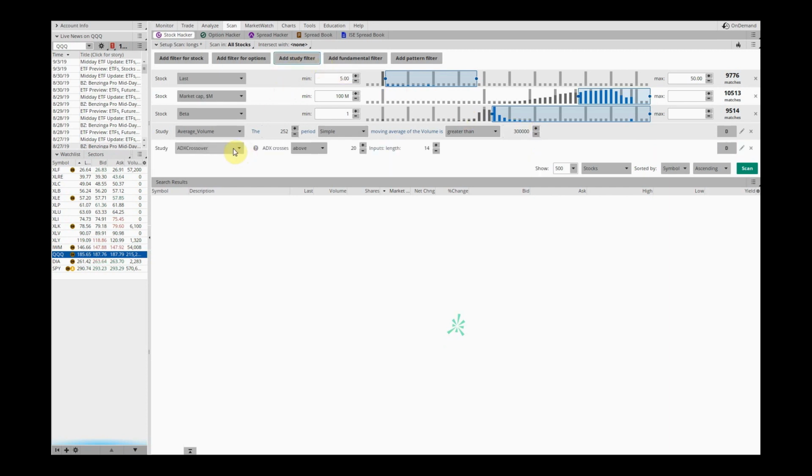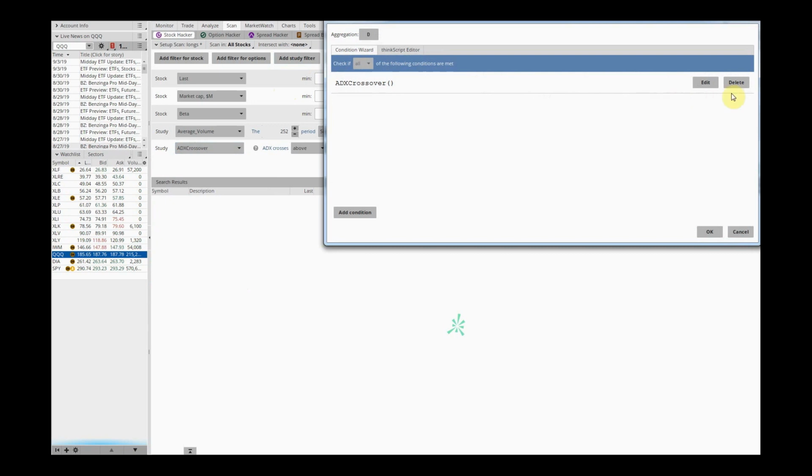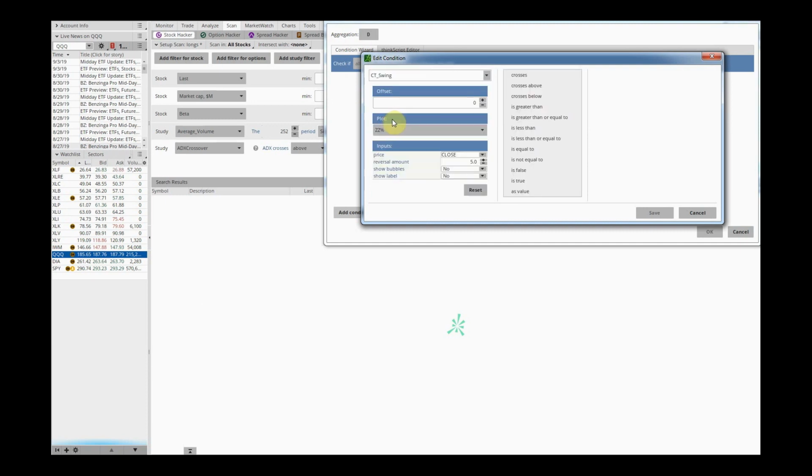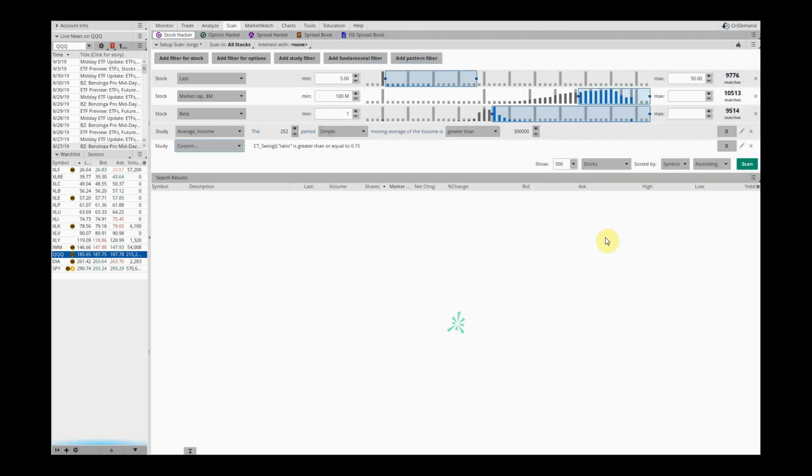Next, we're going to go to study filter again. We're going to go to custom this time. We're going to add condition, add study. We're going to look for the CT swing indicator. We're going to look for the ratio greater than or equal to a value of 0.15, which basically just means that the stock on average swings 15%. This is another measure of volatility, similar to beta, but this is more direct towards the individual stock versus the stock in relation to the whole market. So this just says that on average each stock will have a 15% swing.